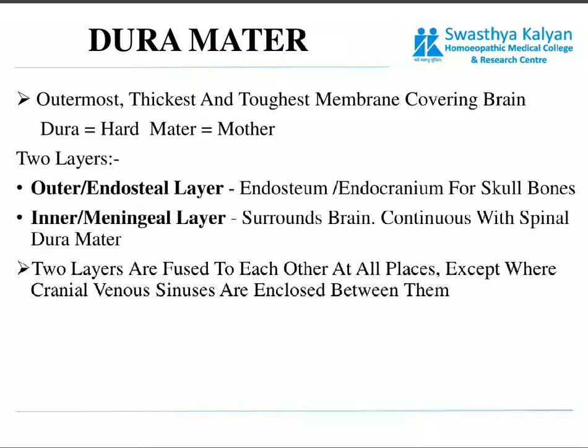So today we'll discuss the dura mater. Dura means hard and mater is mother. So it is the hard, outermost, thickest and toughest membrane that covers the brain. The dura mater is divided into two layers: the outer endosteal layer, which is in connection with the skull bones or the endosteum or the endocranium, and the inner meningeal layer which surrounds the brain. It is continuous with the spinal dura mater.